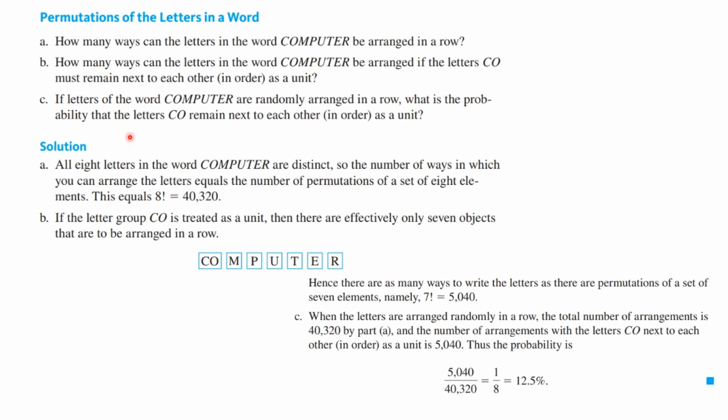And lastly, in this example, if the letters of the word computer are randomly arranged in a row, what's the probability that the CO remains next to each other in order as a unit? Well, I just take the quotient of the answer from B with the answer from A, and I get 1 over 8, or exactly in this case, 12.5%.